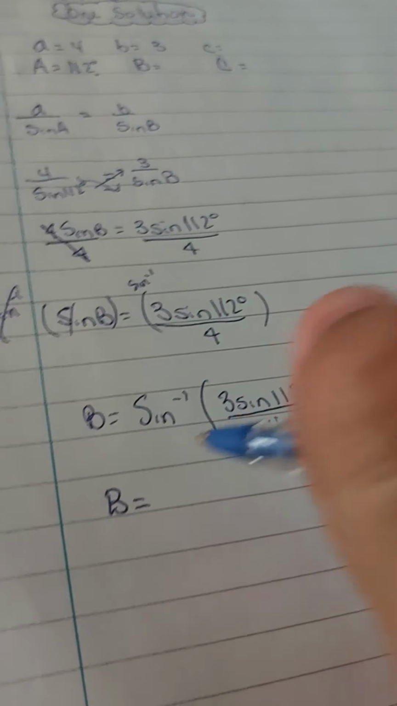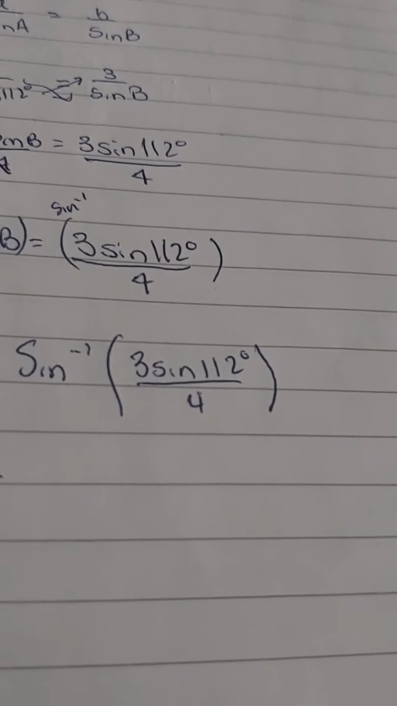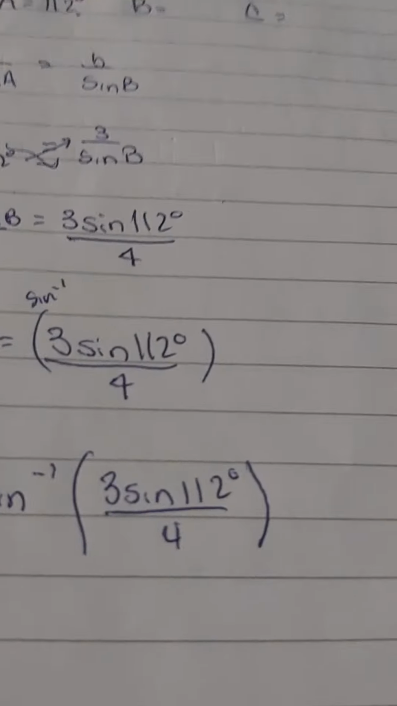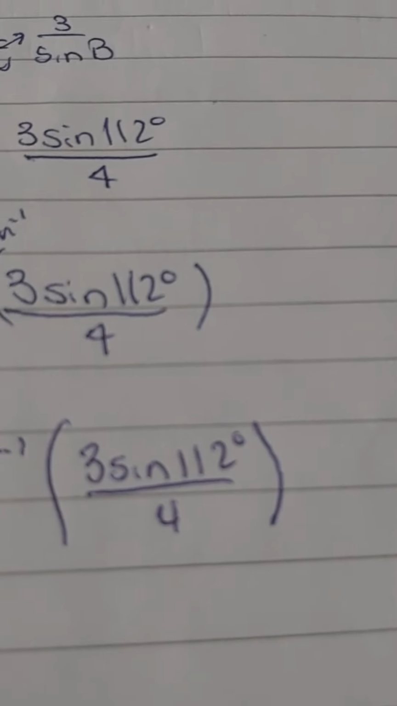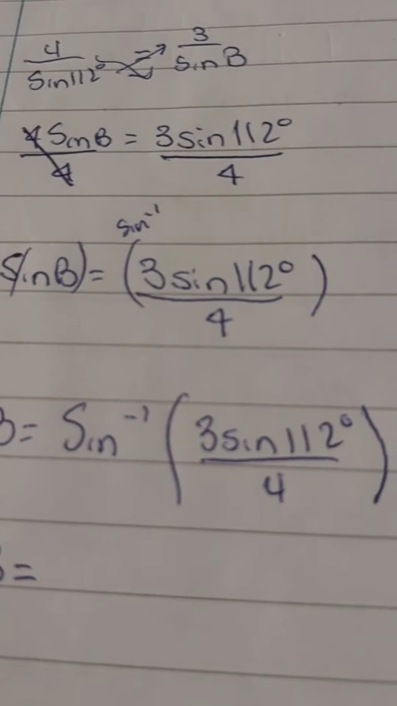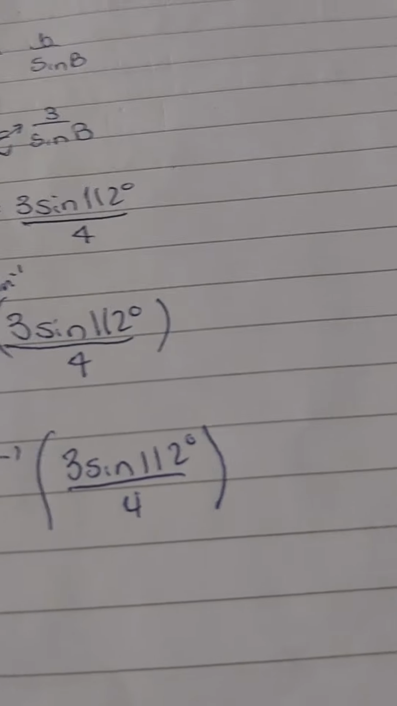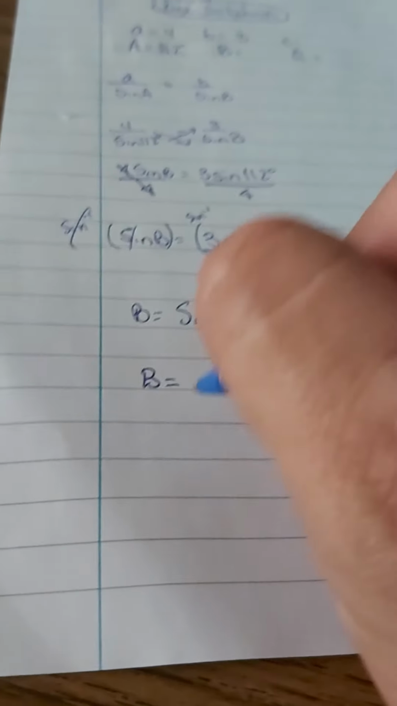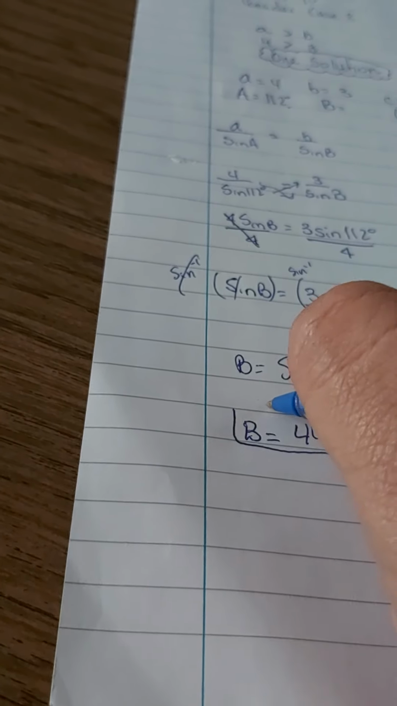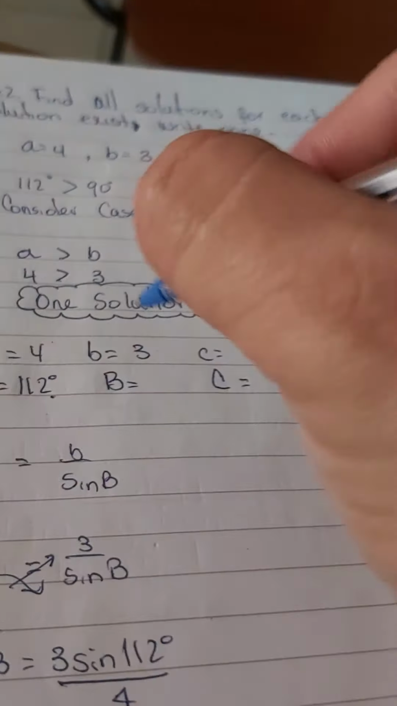Make sure that your calculator is in degrees, and once we use the calculator properly, we get that 3 times sine of 112 divided by 4 is equal to 44.05. So we're going to leave it as 44.1 degrees. Okay? So that's our angle B, 44.1.